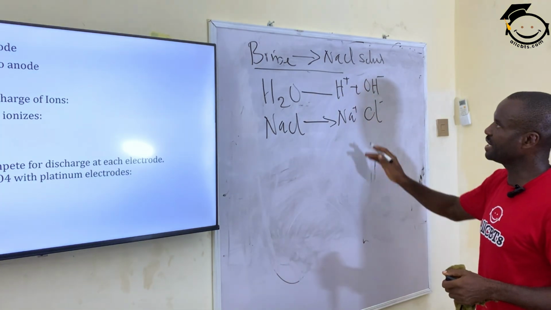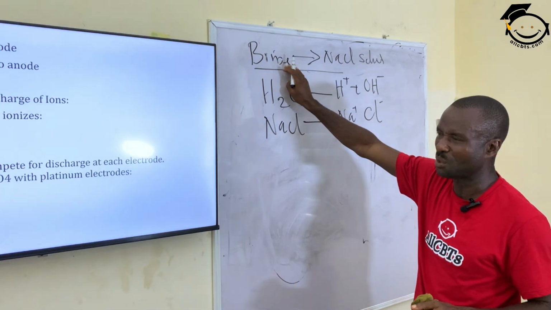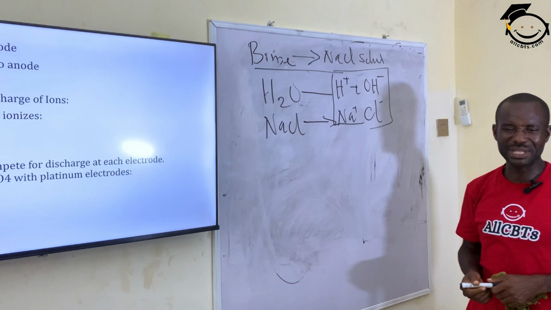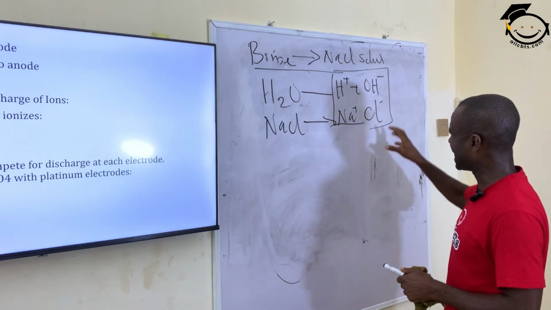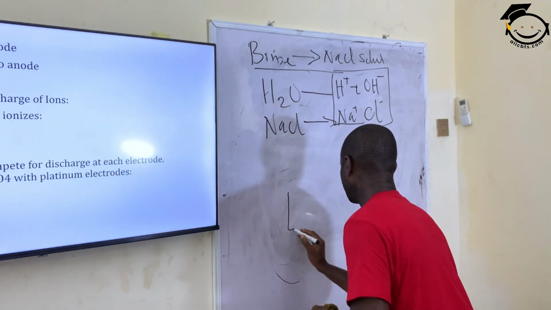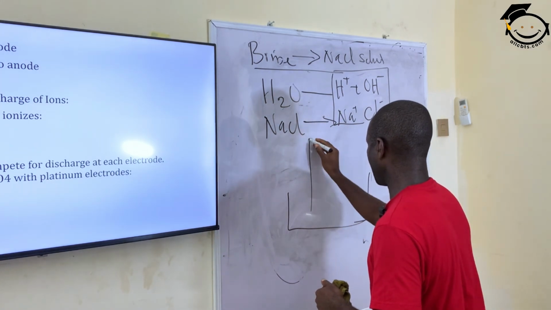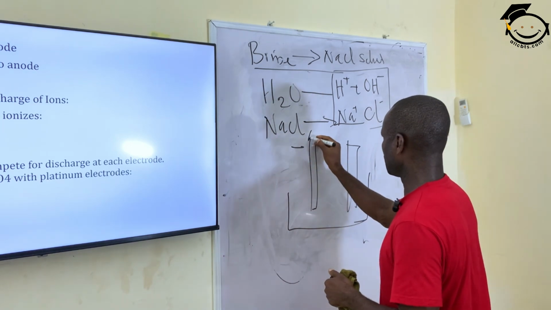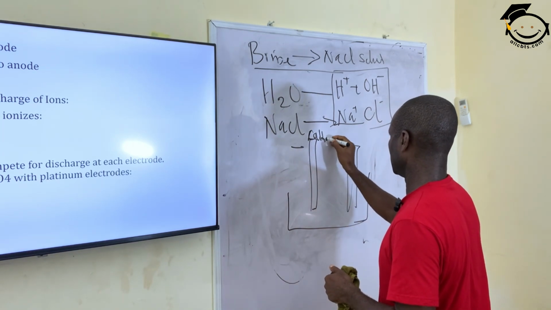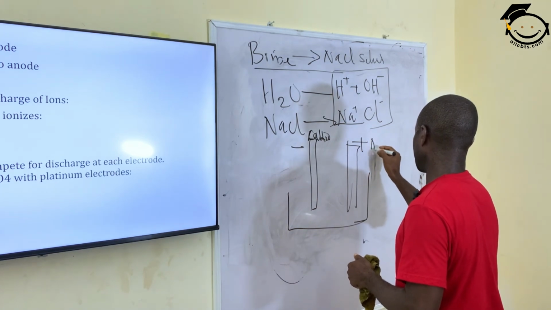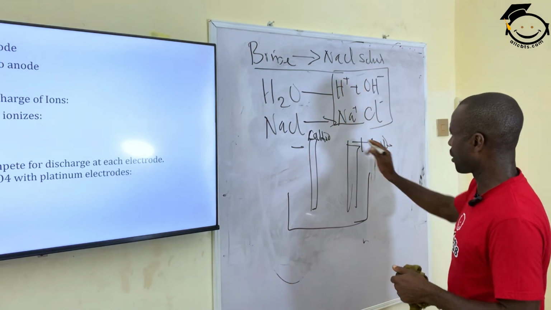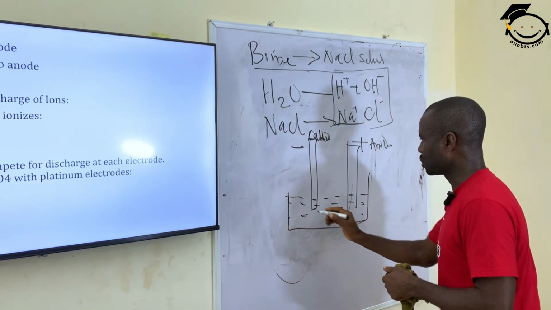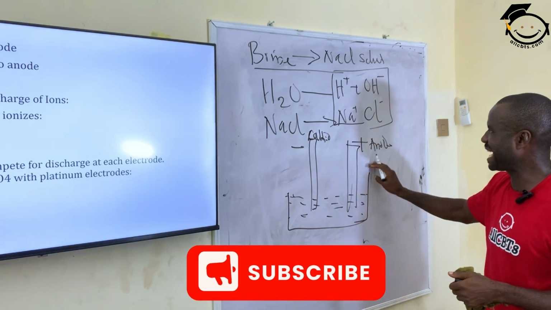Can you see? So in this brine solution, in this electrolysis, we have 4 types of ions that are competing. 4 types of ions that are going to be discharged at each electrode. Don't forget, we said in an electrolytic cell we have the electrodes, the negative electrode, which is the cathode, and the positive electrode, which is called the anode. These ions are scattered around this solution, but they are going to be discharged at each electrode.